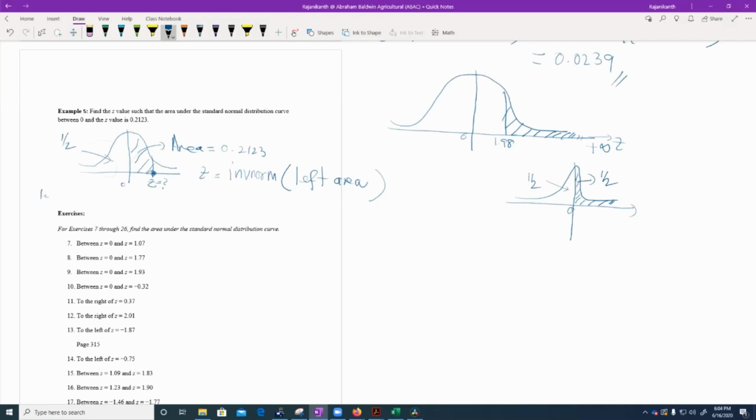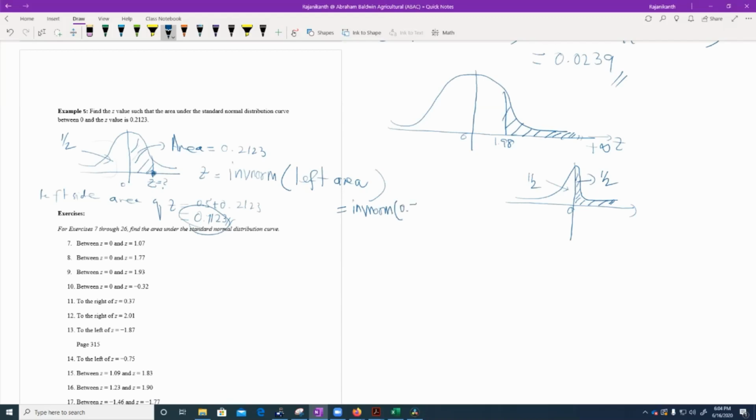Therefore, the left side area of Z is nothing but half, meaning 0.5, plus this tiny colored area, 0.2123. So if you add these two, that is 0.7123. So this is the total left side area to that given point Z, right? We are looking for that Z. So now plugging this left area, 0.7123, into your inverse norm function, you will get the corresponding Z value, okay? So now I'm going to find the value using the inverse norm function.